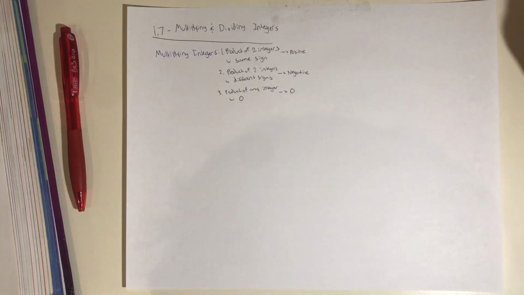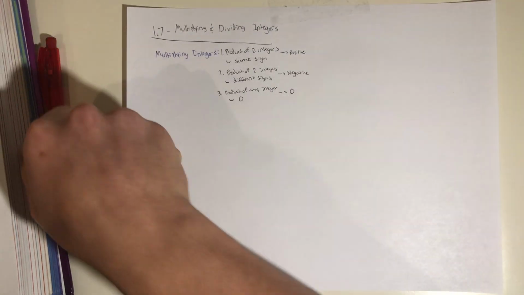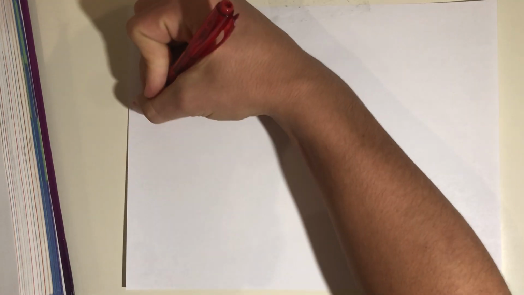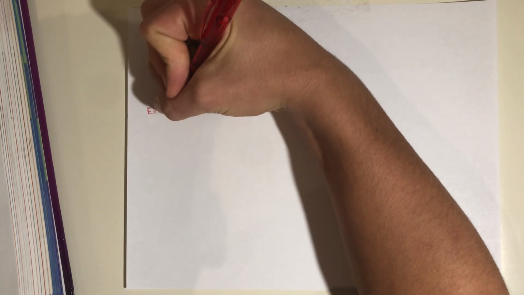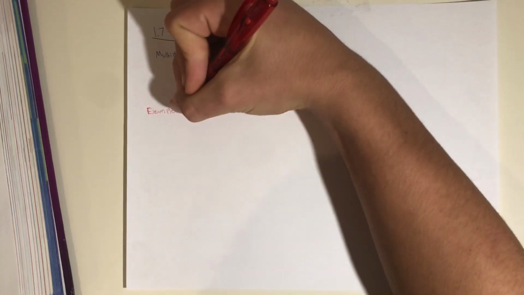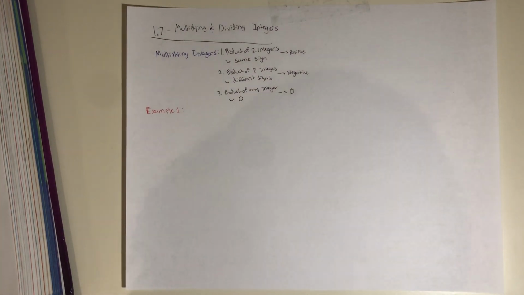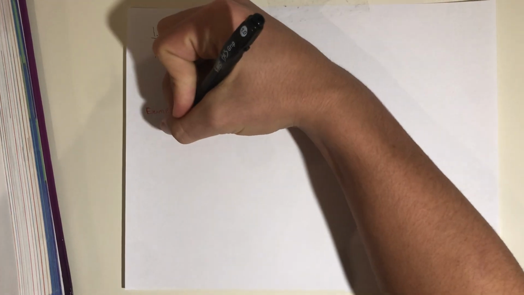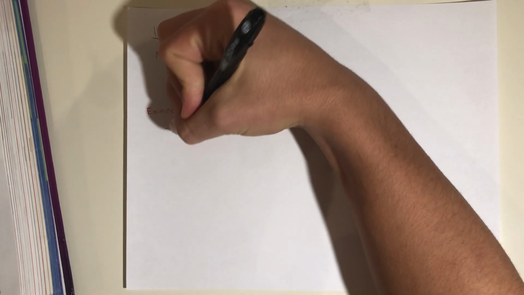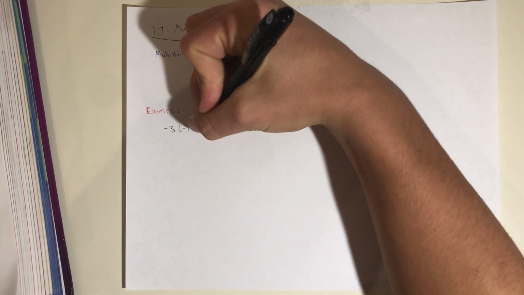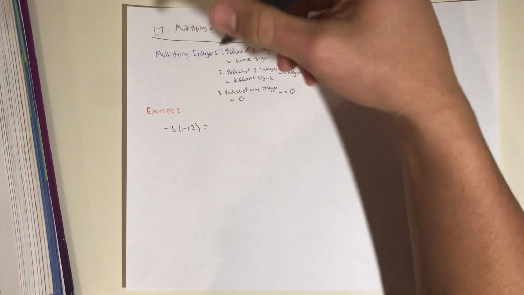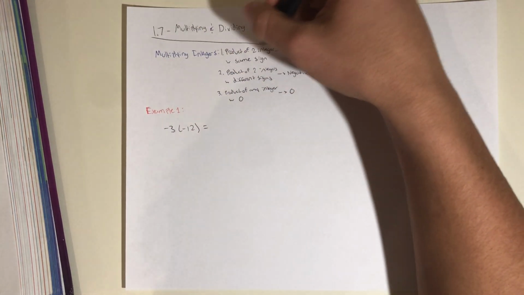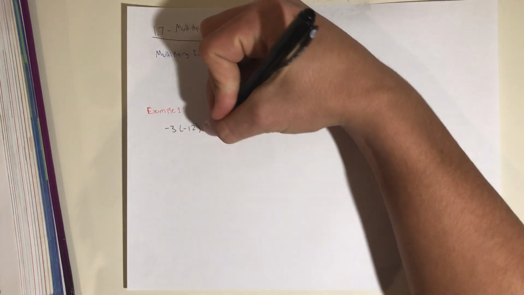So this brings us to example 1. If we have negative 3 times negative 12, this is number 1, the product of two integers with the same sign. So negative 3 times negative 12 is 36. It's not negative 36, it's positive 36, because the product of two integers with the same sign is always positive.